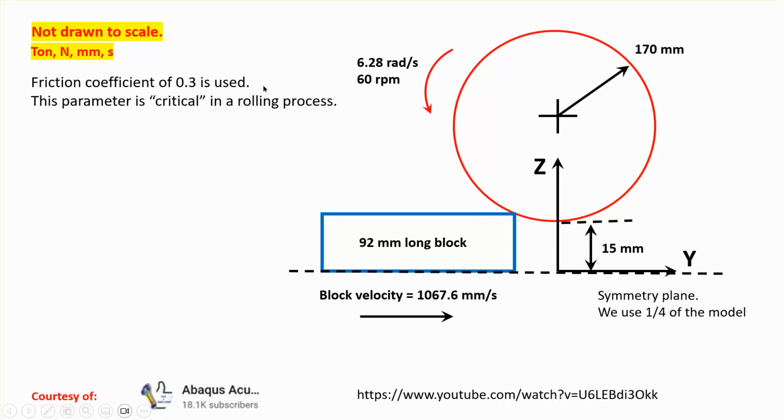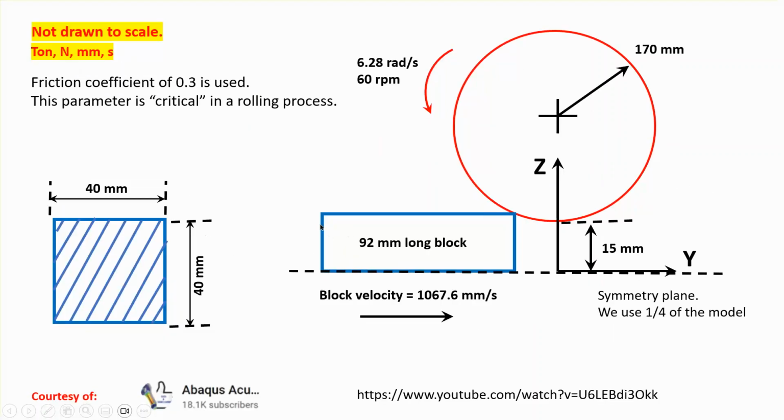Now, the coefficient of friction is assumed to be 0.3, and for an actual rolling process, this number is very critical, but we will take it for granted that this is a good value. The other thing is that, generally speaking, the rotation speed of the drum and the feed rate of the steel block must be the same, because you want to minimize the amount of slipping at this corner point, and therefore to make sure that this velocity is equal to the linear velocity of the rotation of the drum.